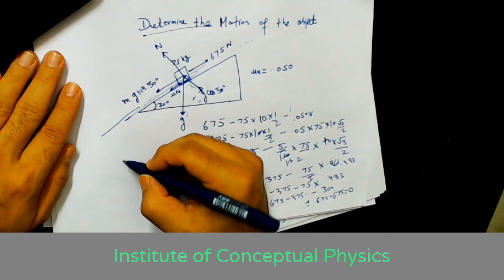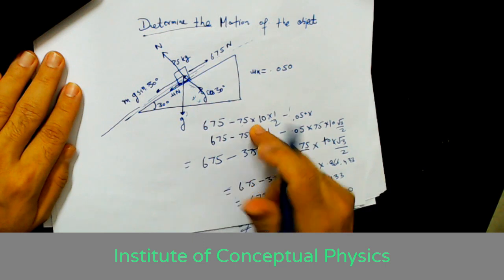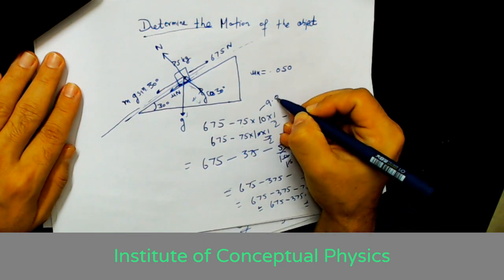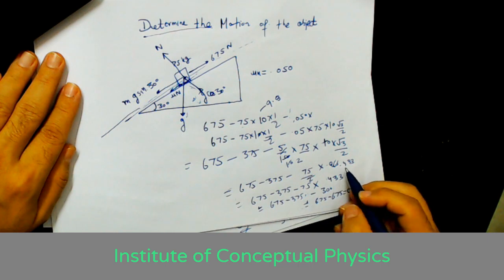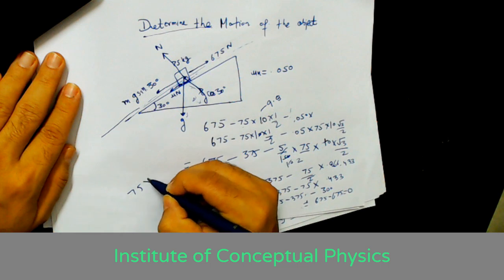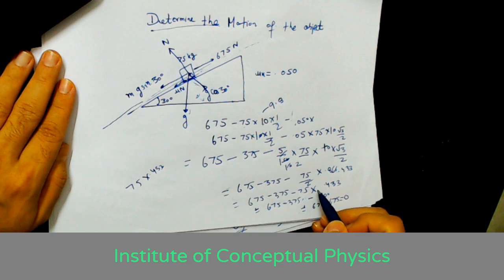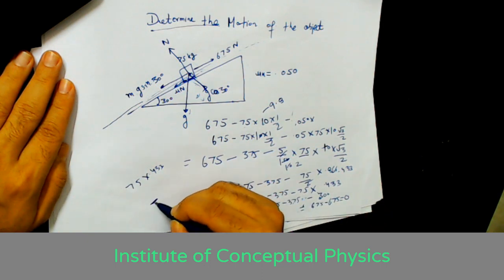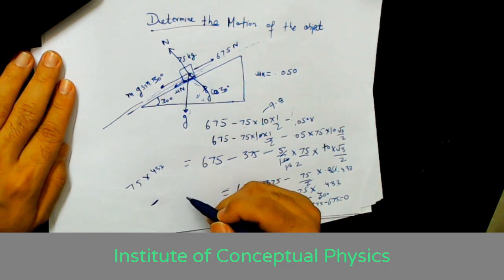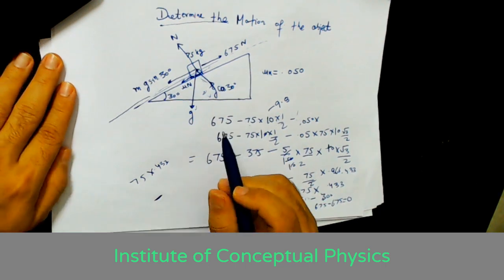So maybe the way you determine the motion of the object with these calculations, take it with a pinch of salt that I didn't take this as 9.8. I took an approximation here too, right? So if I do 75 into 0.433, my value is going to be a bit larger than 300. So if I get a value larger than 300 here, 675 minus 375 minus something, I'll get a negative number, which means deceleration, which means this body, instead of going up, will go down. So, take this calculation with a pinch of salt.